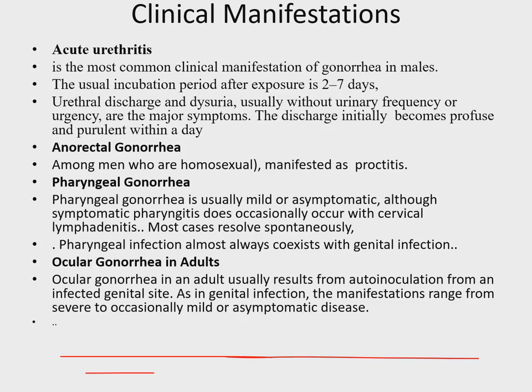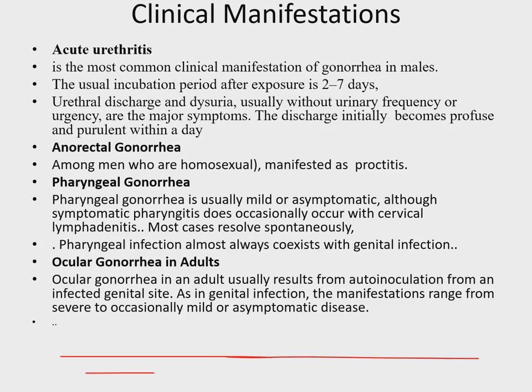The incubation period of this bacteria, the gonococcus, is between 2 to 7 days. That means when anyone with gonorrhea has sexual intercourse with another person, within a maximum of 7 days the other person will get the clinical manifestations. If there is no clinical manifestation after 7 days, that means that person does not have gonorrhea.